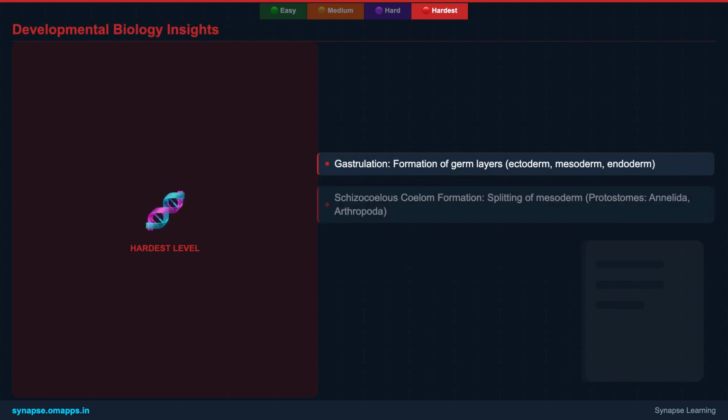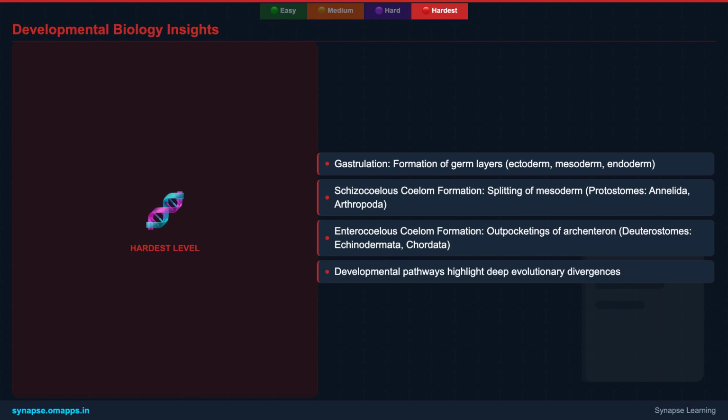Let's explore the developmental biology behind these features. Gastrulation is a pivotal embryonic process where germ layers form. The number of these layers, whether 2 or 3, dictates whether an animal is diploblastic or triploblastic. Critically, the column formation also follows distinct patterns.